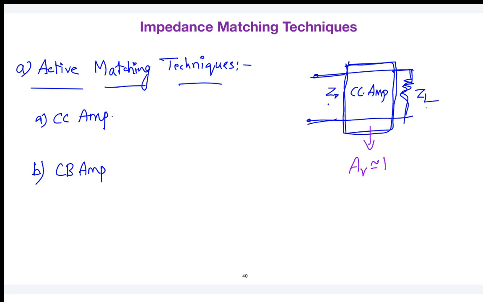So what is the meaning of that? Whatever voltage is delivered to the load is equal to whatever voltage you have applied. So do you think in this case matching has happened or not? Since the voltage gain is already 1, whatever input I was giving, it will be able to deliver to the load. Has impedance matching happened or not? In other words, the maximum voltage is transferred to the load. Yes or no?